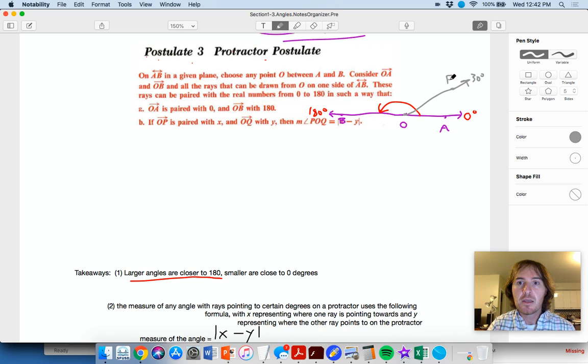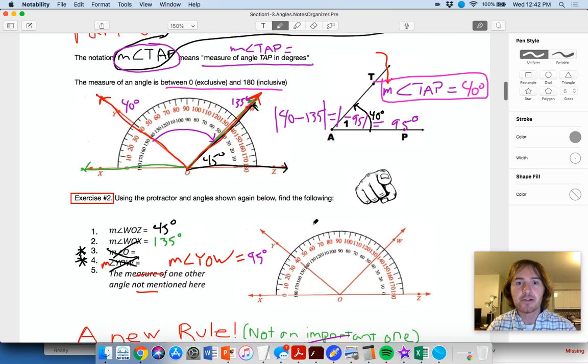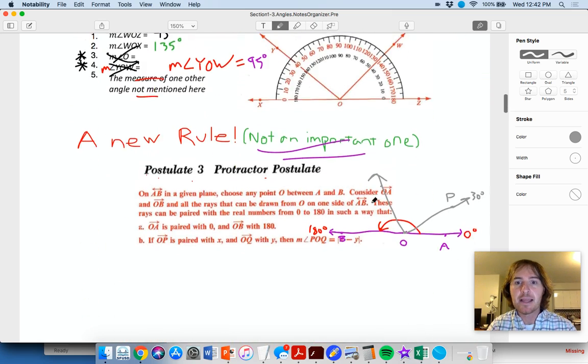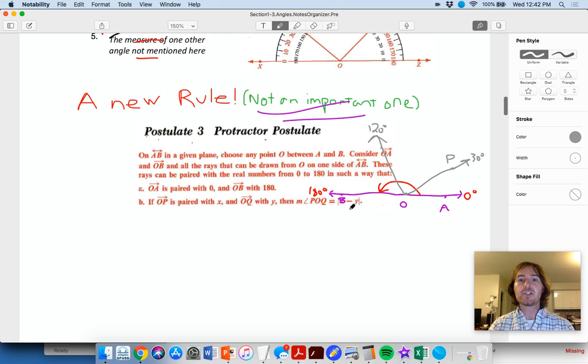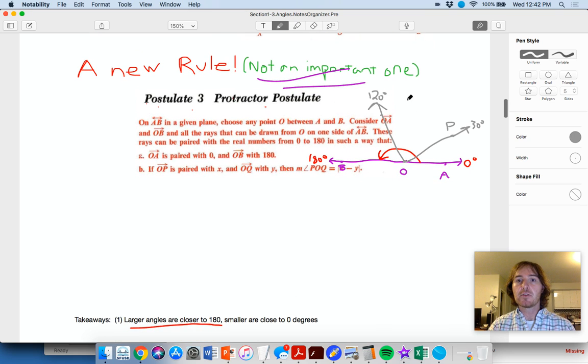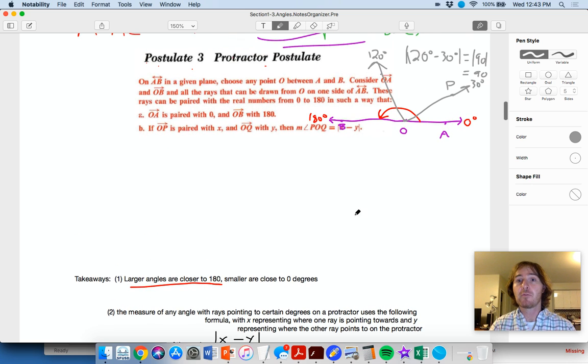Here's OP, and we have OQ, that's another ray, and that's pointed at, say, we're looking back to the protractor up here, maybe pointed at 120 degrees on the protractor right here. The way that you solve for this is that you take the absolute value of the difference of the two places that these rays are pointing, and that will tell you your answer. This one's easy because it's positive already, so it remains as positive 90 here. So this is just a formula right here.